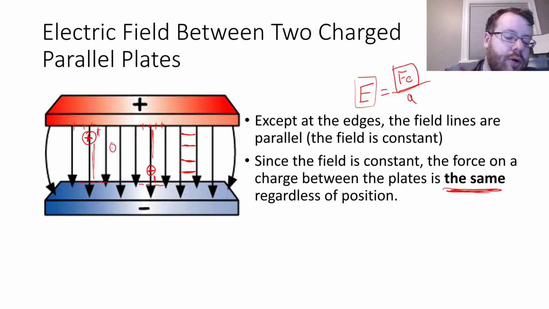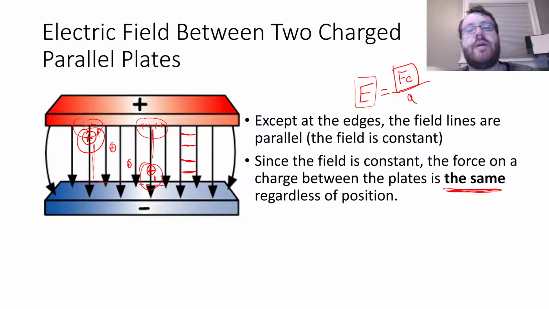No matter where you put this positive particle, the force of repulsion from the positive plate and the force of attraction of the negative plate will add up to be the same thing. Yes, the negative plate has a greater attraction on this particle than it does on this particle, but at the same time, the force of repulsion from this positive plate is greater on this one, and they end up canceling each other out. You end up with the same force regardless of position.